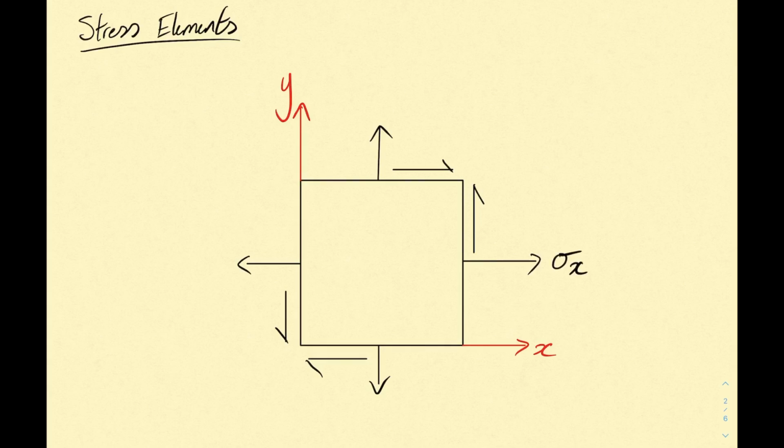So you have sigma x in the x direction, sigma y in the y direction, and you have your shear stresses, tau xy, over here. So this is how you would label it. We have an xy coordinate system, so the stresses are given in x and y terms as well, and so this would be a basic stress element.